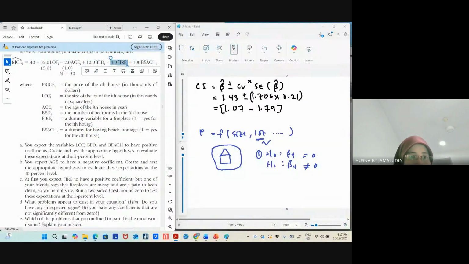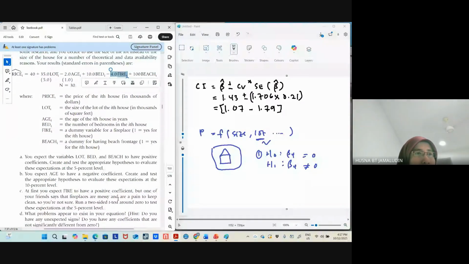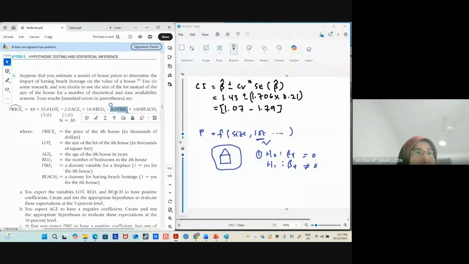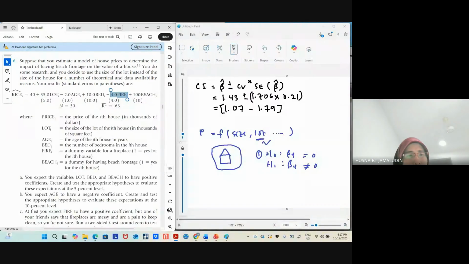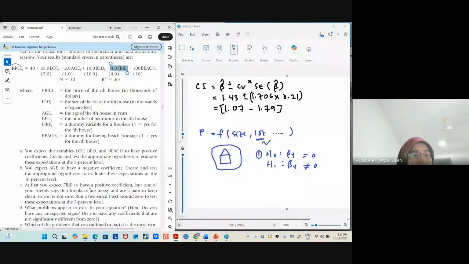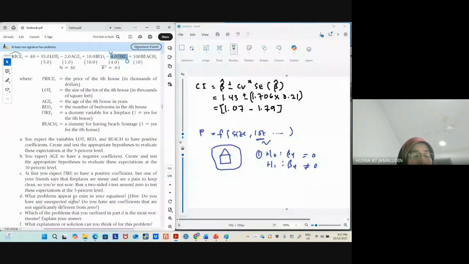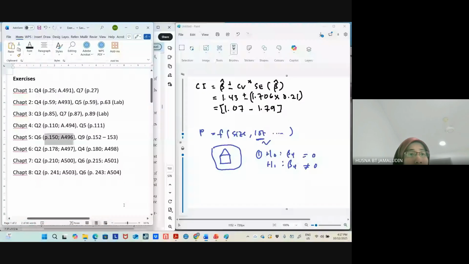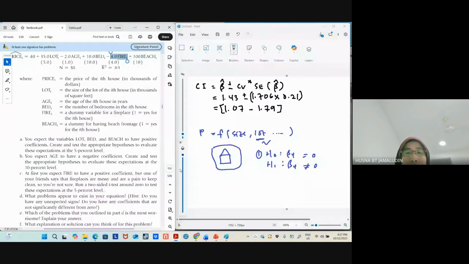Because I haven't tested one by one, let me just check the answers right away. This is question 6, chapter 5. Do you have the answer for this? You do, right? Okay. So you do have a correct answer. I don't remember the answer. Which variable is not significant? Let me just have a quick look. So the answer is page number 496. Question 6. Remember, 496.